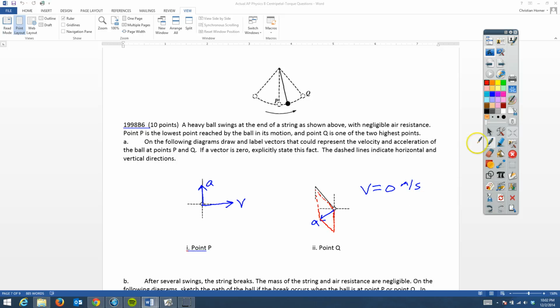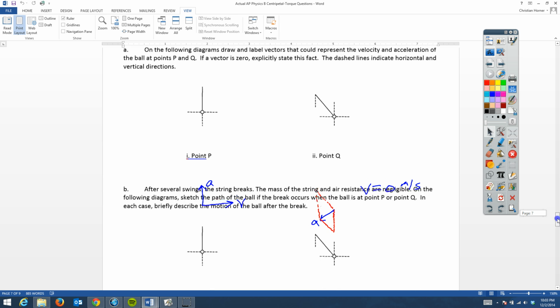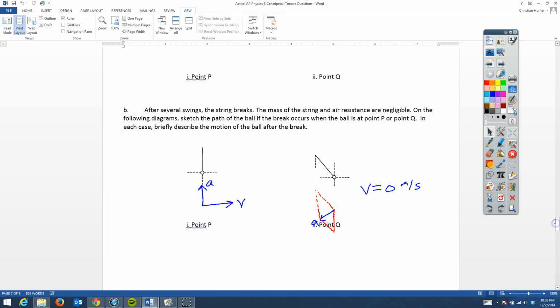For the next part, it says after several swings, the string does break. The mass of the string and air resistance are negligible. On the following diagram, sketch the path of the ball if the break occurs when the ball is at point P or point Q. In each case, briefly describe the motion of the ball after the break.